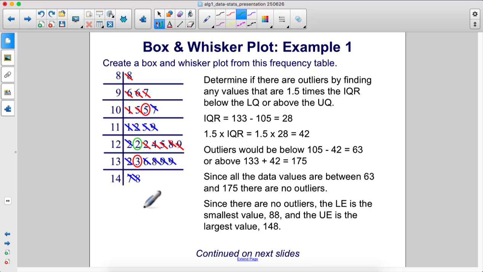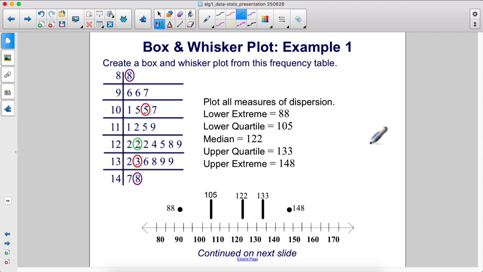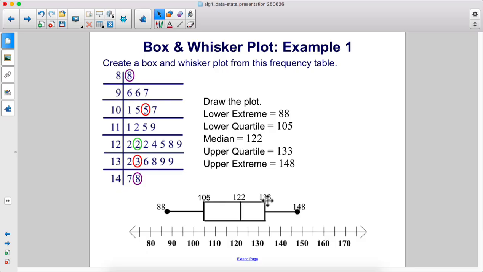And since there are no outliers, the lower extreme is the smallest value, 88, and the upper extreme is the largest value, 148. First, we plot all measures of dispersion. So our lower extreme is 88, upper extreme is 148. The median was 122. The lower quartile, or the median of the lower half of the data, was 105, and the upper quartile is 133. Then we draw our box and our whiskers.